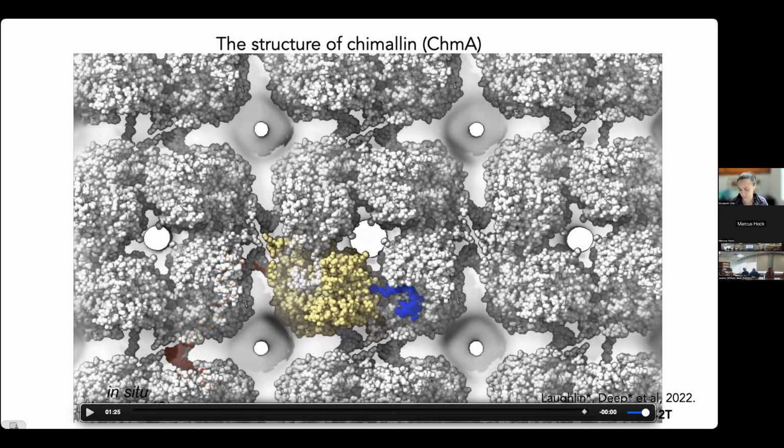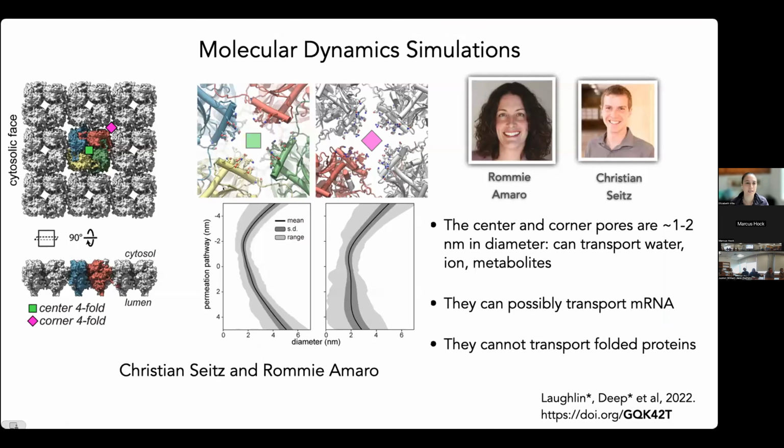So now we knew basically how this thing was formed at the atomic level, but what we wanted to know was whether it was possible to just transport proteins and mRNA through this thing. And for this, we went to my very dear friend, also Romy Amaro, who's in my department. Christian Seitz, who's a grad student in her lab, took this entire sheet of 9 tetramers and tried to do molecular dynamic simulations to see what could be transported.